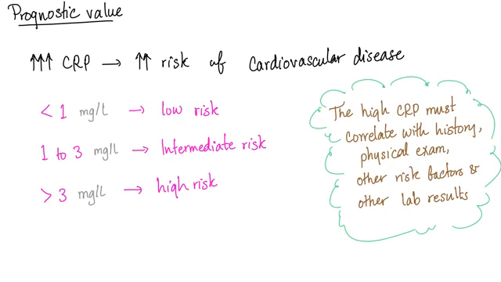Does CRP have a prognostic value? Yes. Increased CRP level is correlated with increased risk of cardiovascular disease. Less than 1, you have low risk. 1 to 3, intermediate risk. More than 3, high risk of cardiovascular disease. But again, as in medicine, the high CRP must correlate with the history, including family history, physical exam, other risk factors of cardiovascular disease, and other lab results. They have to fit the narrative.